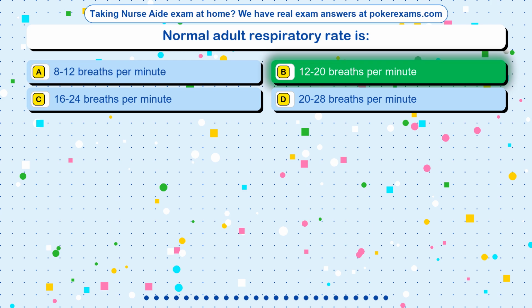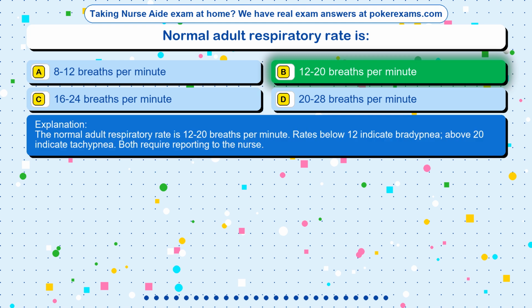The correct answer is option B, 12 to 20 breaths per minute. The normal adult respiratory rate is 12 to 20 breaths per minute. Rates below 12 indicate bradypnea, above 20 indicate tachypnea. Both require reporting to the nurse.